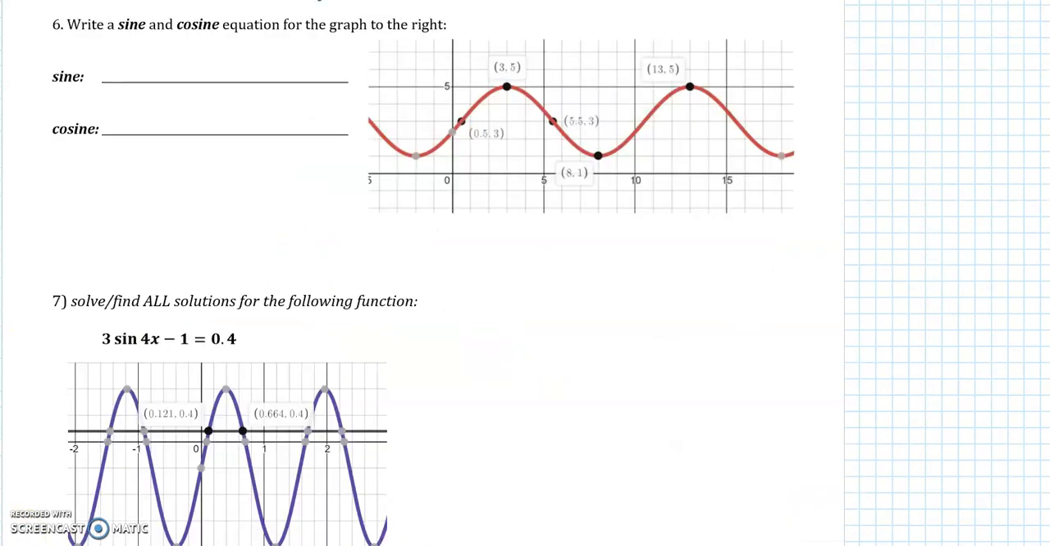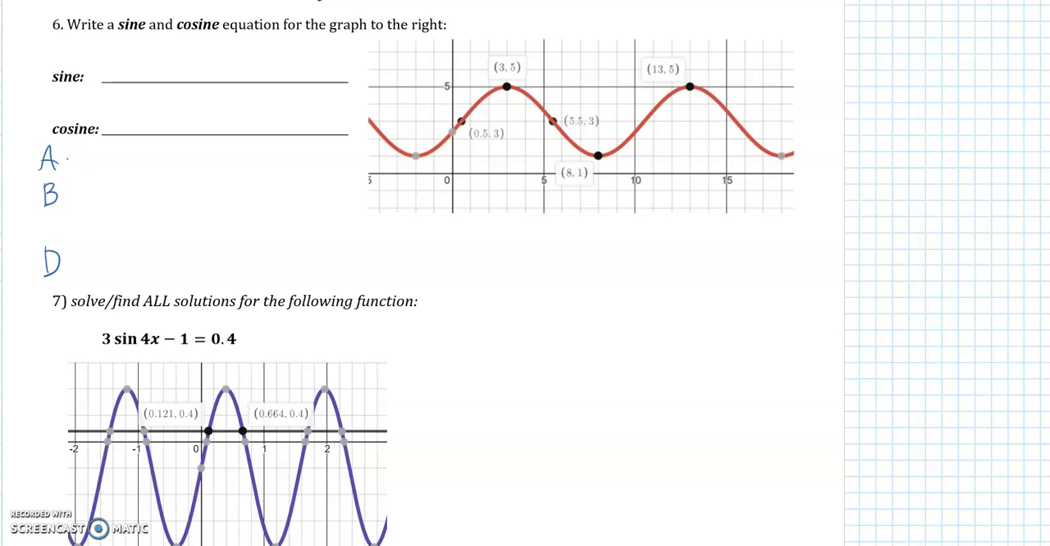On the next question, question 6, I am going to determine A, B, and D, because those will be the same for both sine and cosine: amplitude, period, midline, or vertical translation. C then is going to be different for either one.